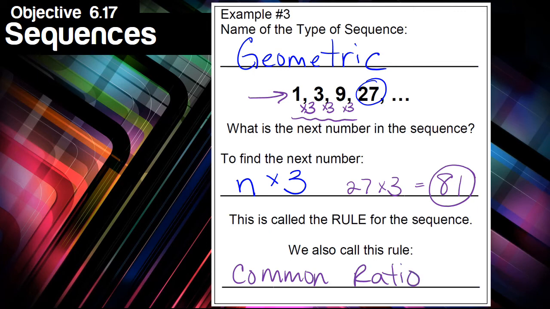So all we're doing is we found our pattern amongst the numbers, and we're trying to find our next number in the sequence. And we can call it a geometric sequence, or we can find the common ratio.